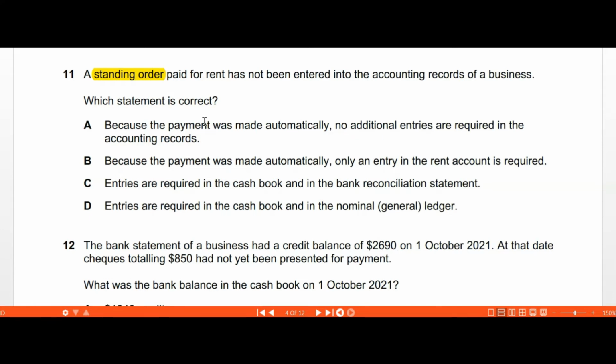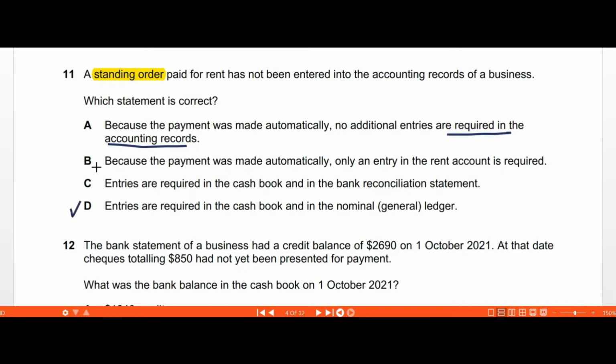Okay, the payment was made automatically, but we cannot say this is completely correct because obviously we need to record it in our accounting records. Part B, because payment was made automatically, only an entry in the rent account is required. Not really, because we have to make this entry in our cash book also. Entries are required in the cash book and in the bank reconciliation statement. And part D is saying entries are required in the cash book and in the nominal general ledger.